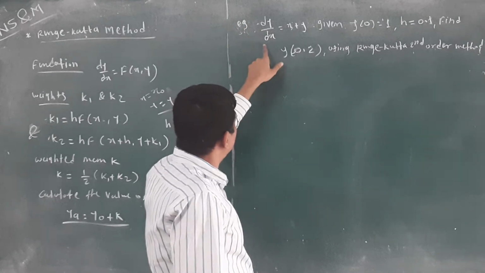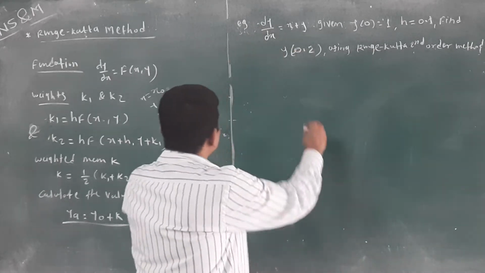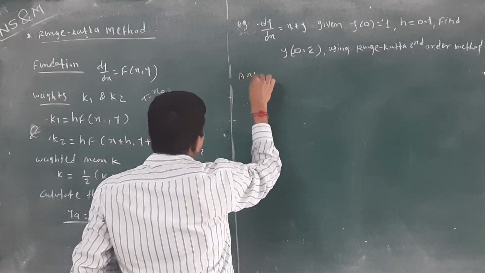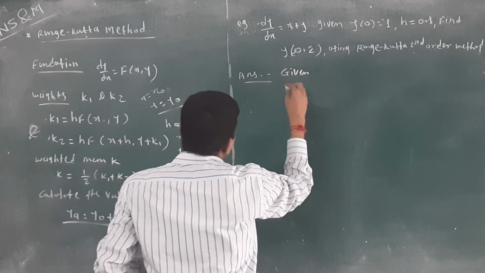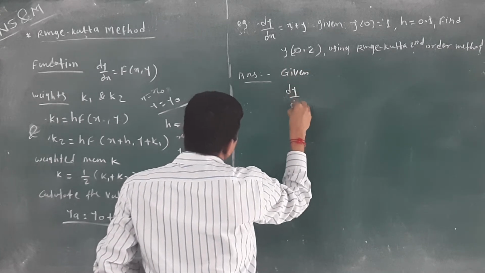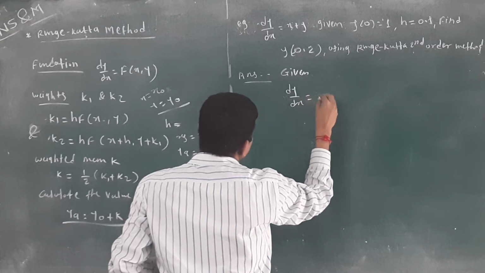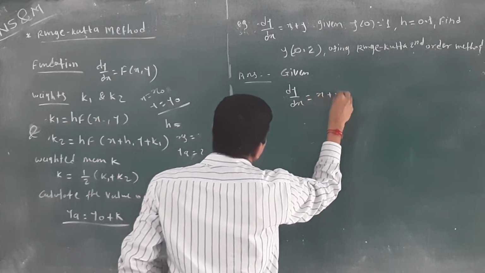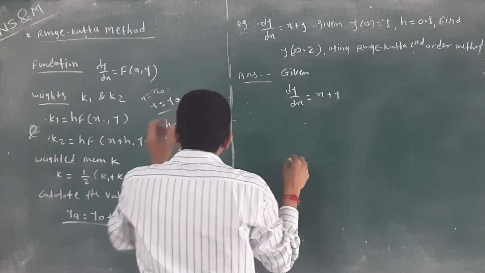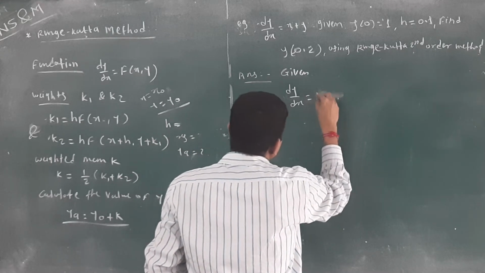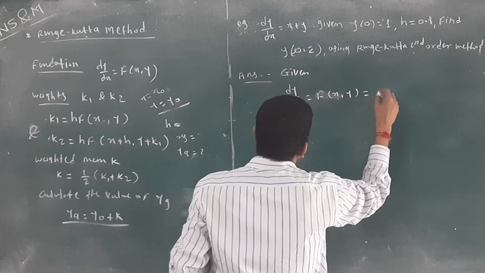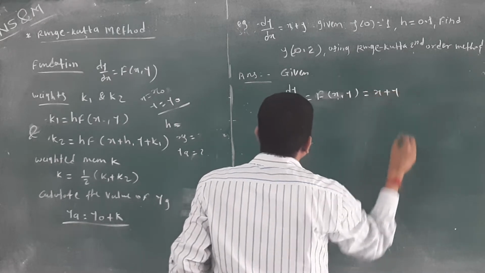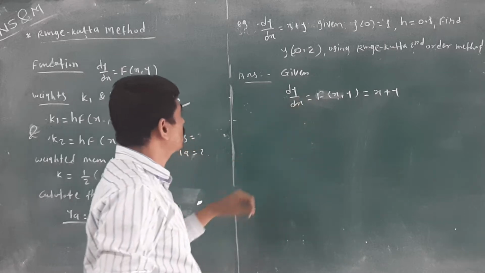dy/dx is equal to x plus y. I will write the answer of the given data. What is the given data? First, the function is given: dy/dx is equal to x plus y, or we can say f(x, y) is equal to x plus y. Remember that the function is given.